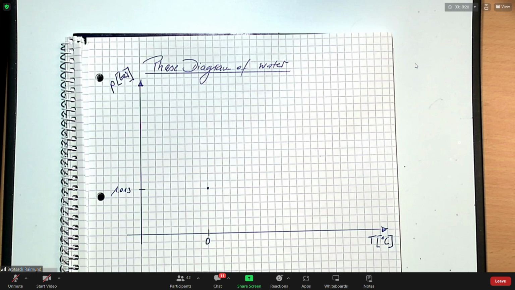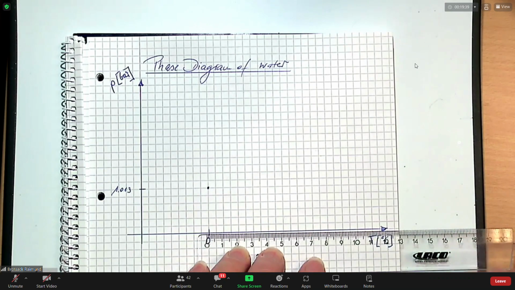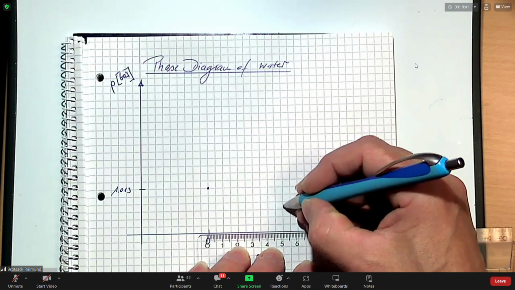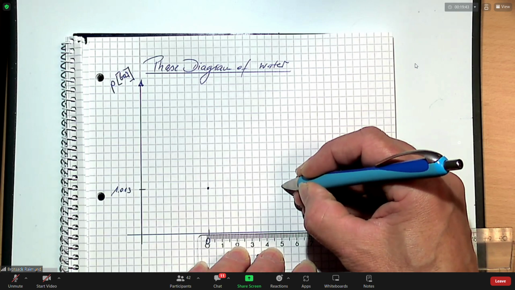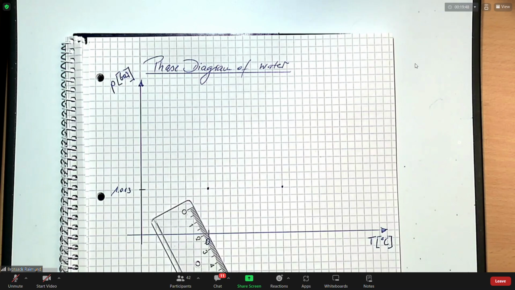Do you know the boiling point at 1 bar? 100 degrees Celsius. So let's say the 100 degrees is here. This is the boiling point, sorry.